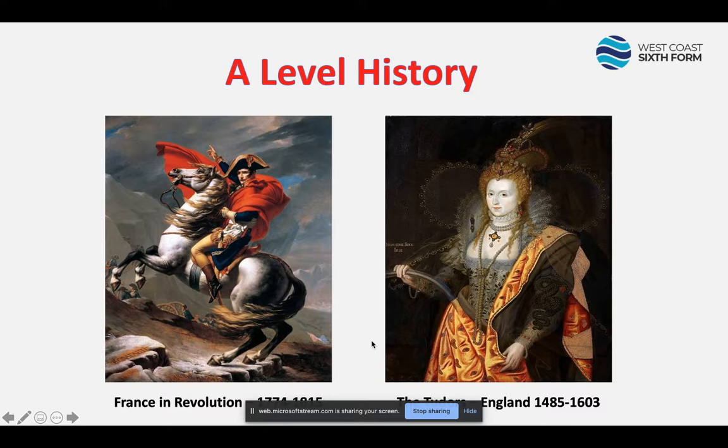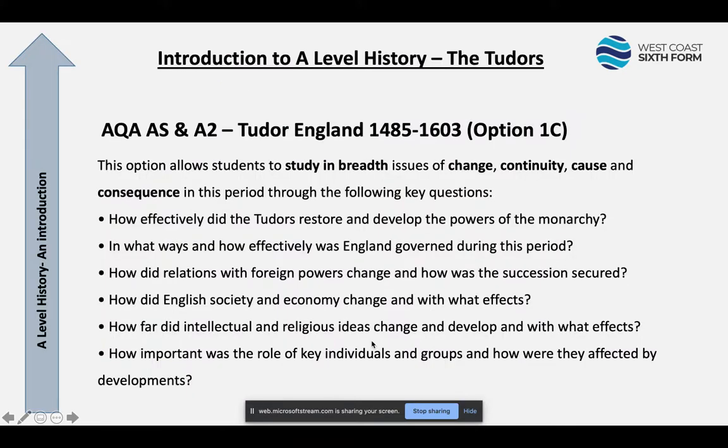The A-level history that we offer is AQA A-level history, and we offer two topics: the Tudors, England 1485 to 1603, and France in Revolution 1774 to 1815. Both are absolutely fascinating courses and offer an opportunity to really study some fascinating times in English, British, and world history. And it will give you that depth of understanding and wider knowledge as well. So let's start off with the Tudors.